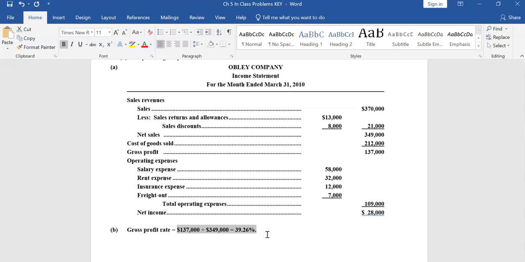What does that mean? That means that for every dollar in revenues, the company is left with 39 cents, or 39% of that sales dollar, to cover the operating costs of running the business. That is just what we call a financial ratio. It is a tool that we use to better analyze the financial reports instead of just looking at gross dollar amounts.